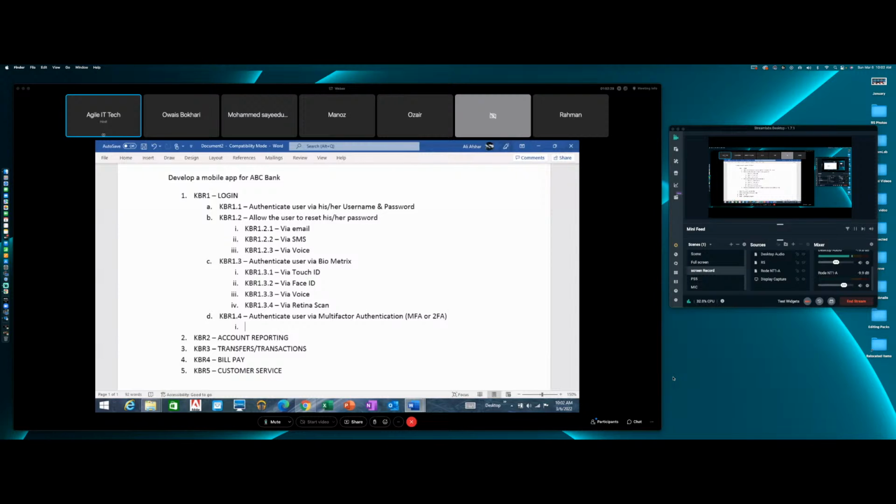PIN is not one because PIN looks like it's replacing the first factor. So we can make this one, actually, we'll do it this way. We can make this one KBR 1.5, allow user to log in via his PIN. Okay? Oops, this should be 4.